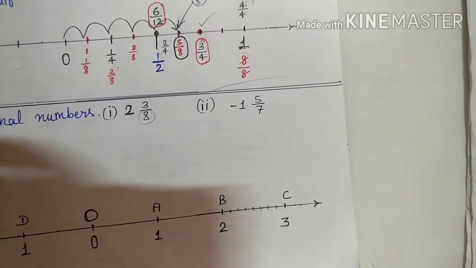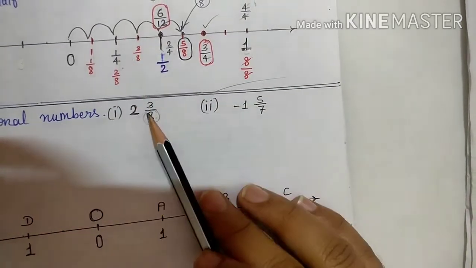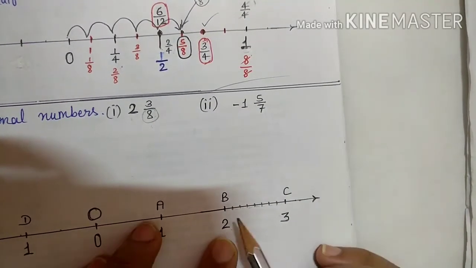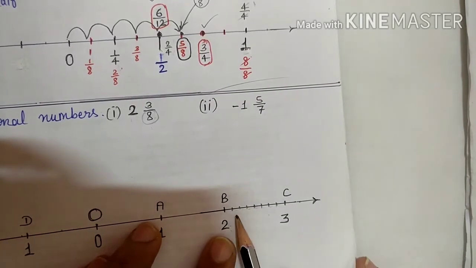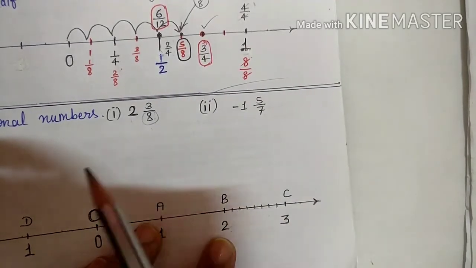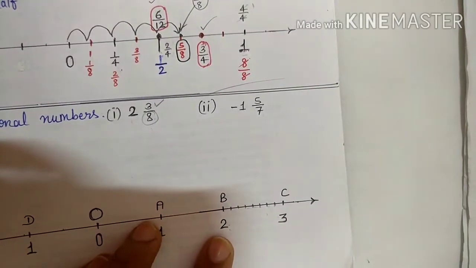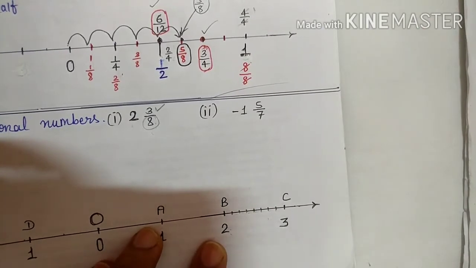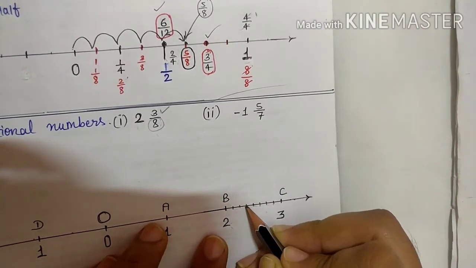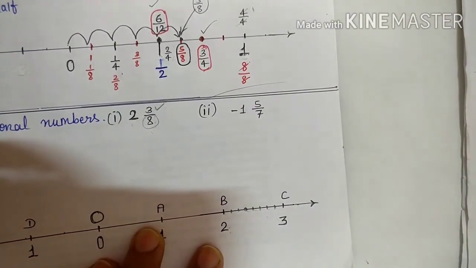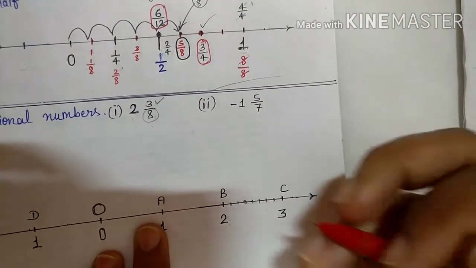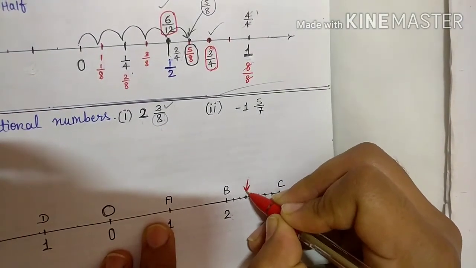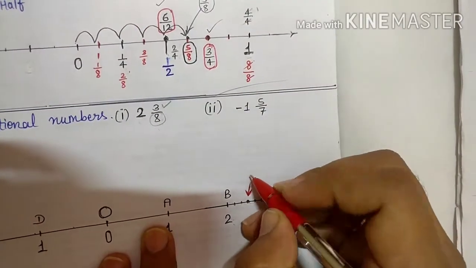Now we have to represent 2 3/8, 2 whole 3/8. So 2 is there, as I told you, it is between 2 and 3. So 2 and 3/8. What is the denominator? We have divided into 8 units. Now what is the work of the numerator? 3 is the numerator here. So we have to count after 2. Remember, we have to count after 2. So 1, 2, 3. This is our point. This point is showing our required point, which we have to show.